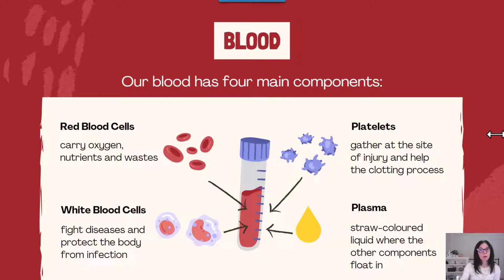Let's talk a little bit about what they do. The red blood cells, those are what carry the oxygen and the nutrients and the waste products around the body, and they are shaped like a little cup. And you can see that little cup space right there, and that's what is able to hold all the things that it needs to carry.